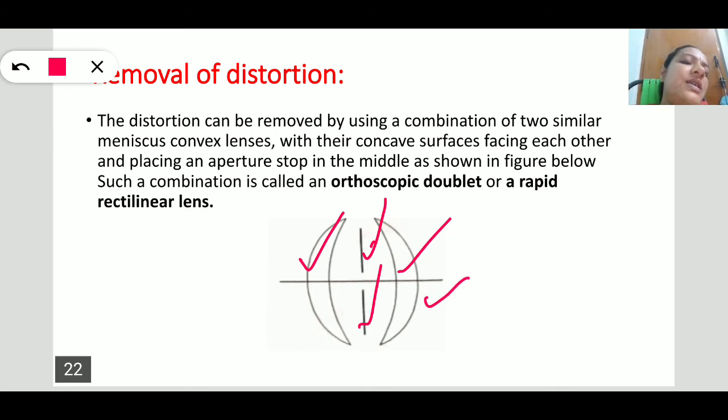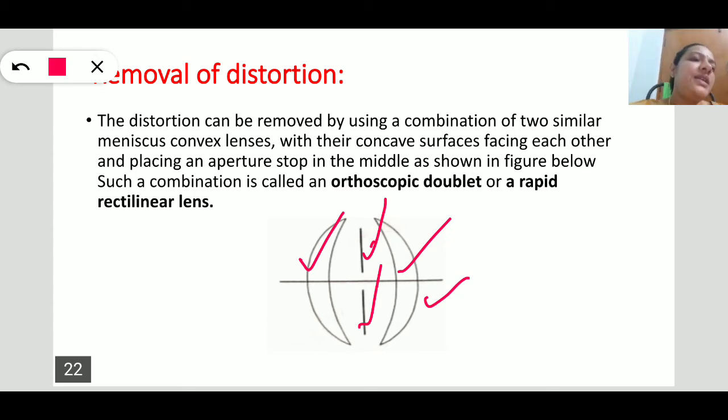By using this system, we can remove this distortion, because distortion arises due to the different magnifications for different regions of our object, which is in the rectangular shape. So for that purpose, our illumination system is also concave shaped like this. So this is the method of how to remove this distortion.